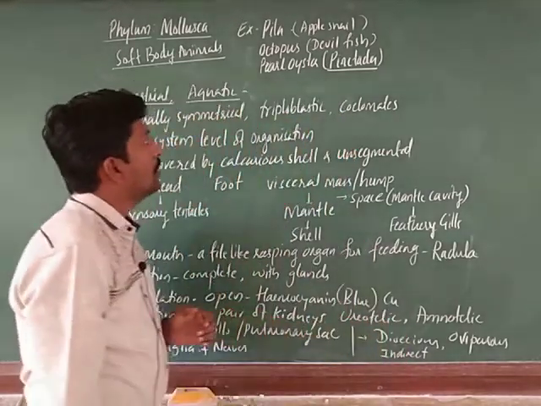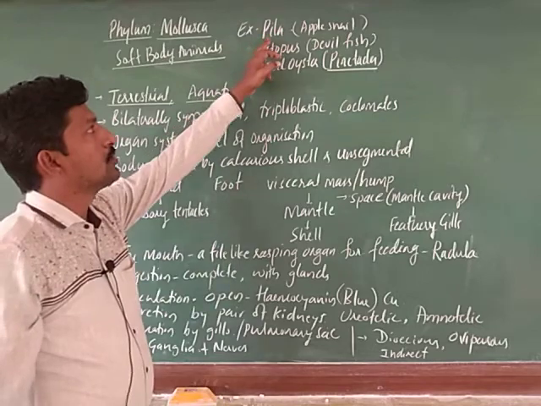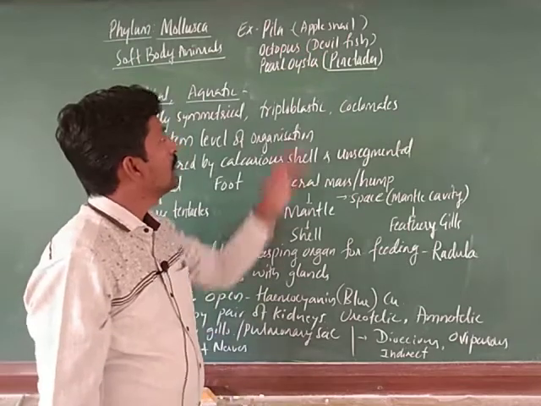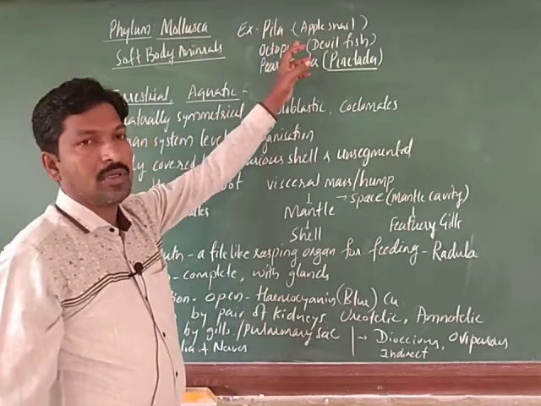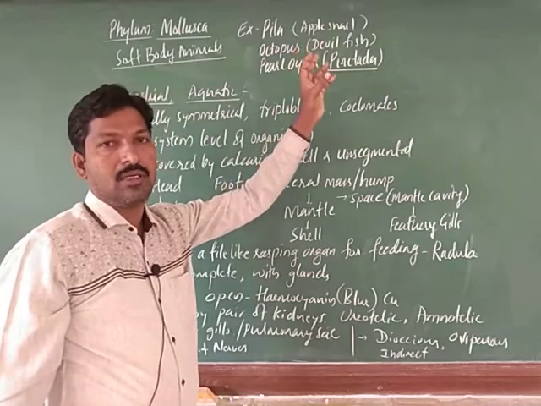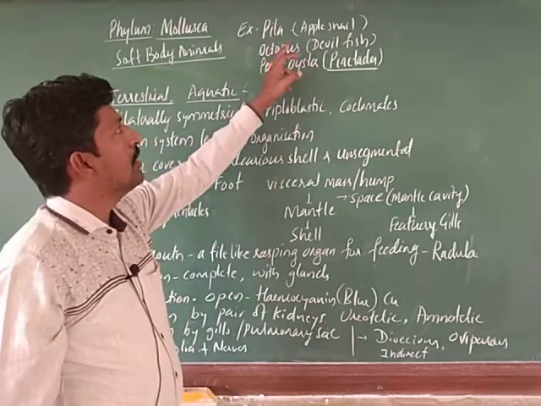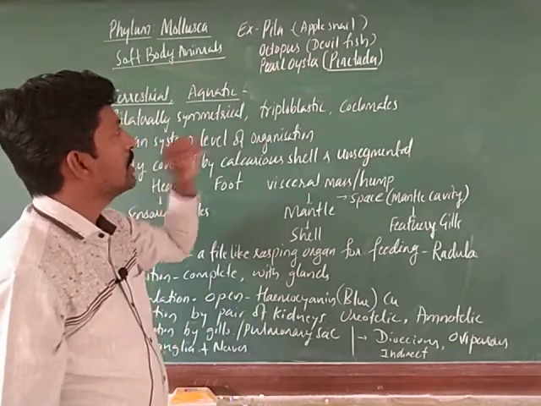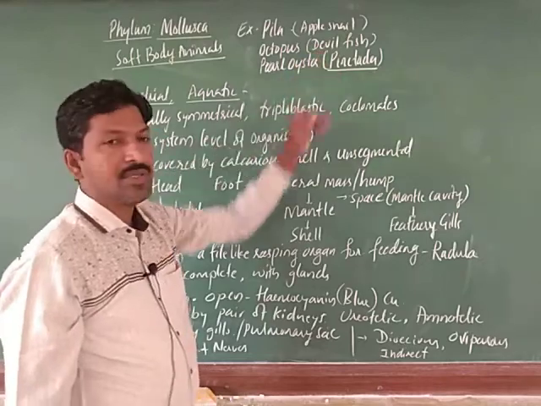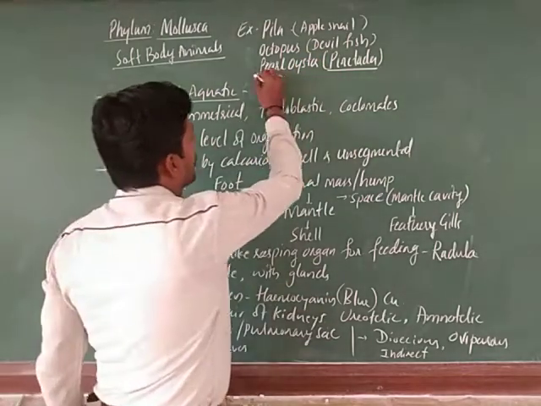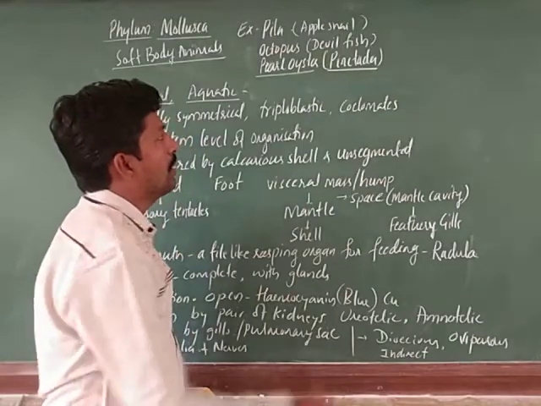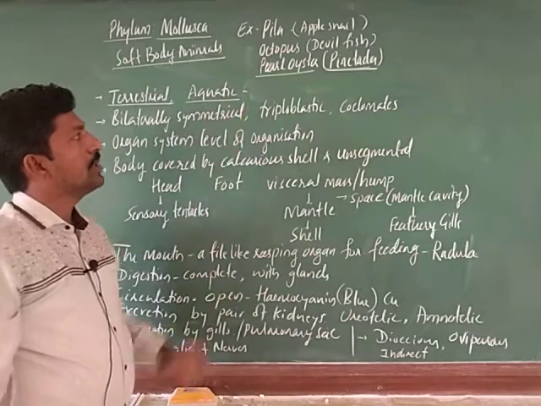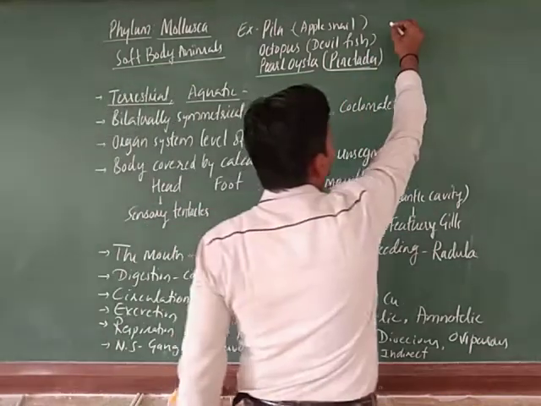So, here I have taken the example Pila, commonly known as apple snail. There are different types of snails; here Pila, what we call the Shanka in Kannada. And next, octopus is one of the big mollusks, which we also call devilfish, right. Next, pearl oyster is also called Pinctada, right. These are the examples.